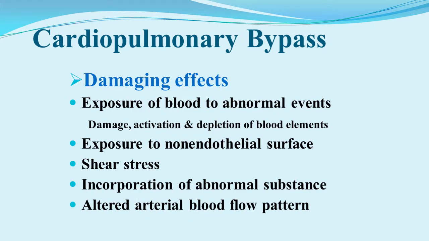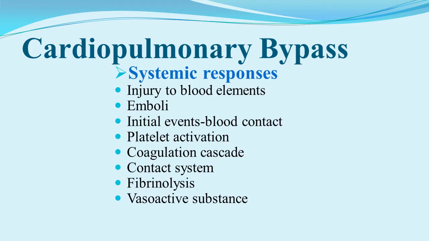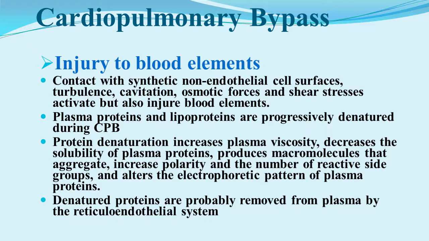Damaging effect: exposure of the blood to abnormal events, exposure to non-endothelial surfaces, shear stresses, incorporation of abnormal substances, arterial blood. Systemic responses: injury to the blood elements, emboli, initial event, blood contact, platelet activation, coagulation cascade, contact system, fibrinolysis, and vasoconstriction. Injury to the blood elements: the contact with synthetic non-endothelial cell surfaces, turbulence, activation, osmotic forces, and shear stresses activate, but also injure the blood elements.